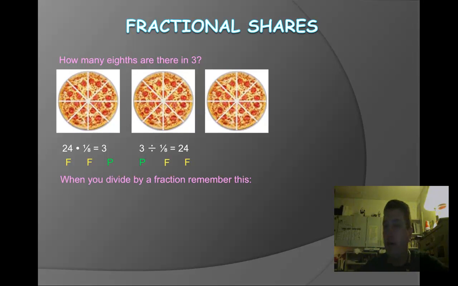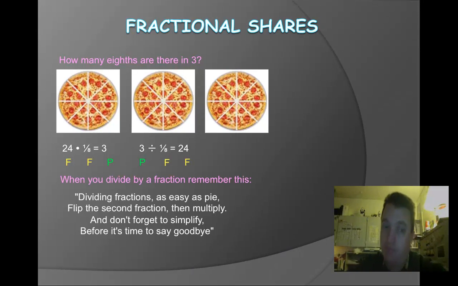Now, when you divide by a fraction, remember this. Divided fractions is as easy as pie. Flip the second fraction, then multiply. And don't forget to simplify before it's time to say goodbye. So what does that mean? Let's use those same numbers we have up there. There's a lot of stuff in there. So we're going to flip the second fraction upside down, and then we can multiply instead of divide. Pretty wild. It's the reciprocal. We're going to talk about that a little bit.